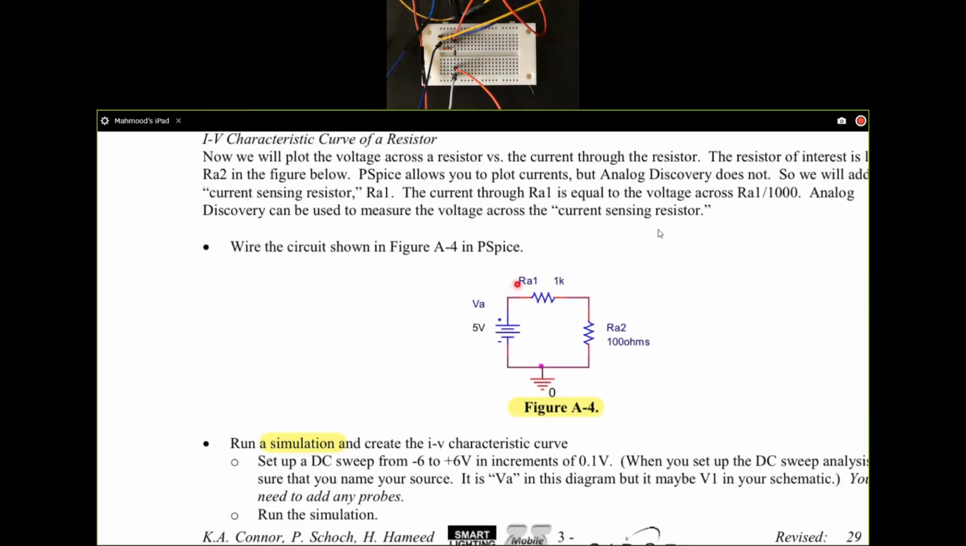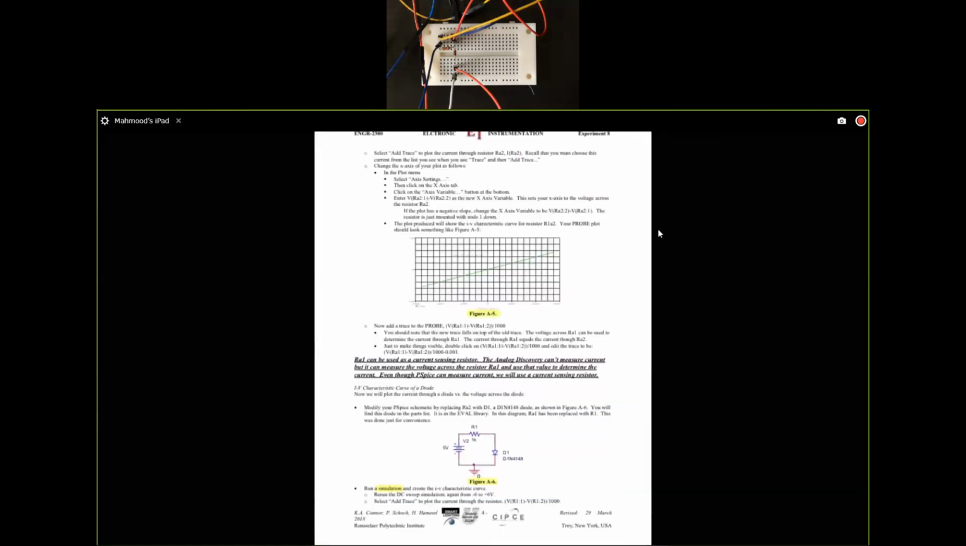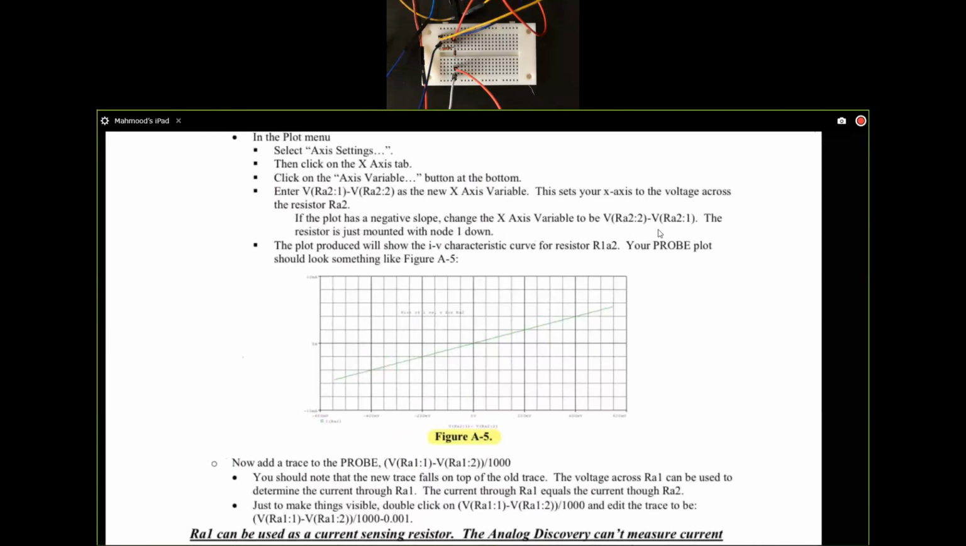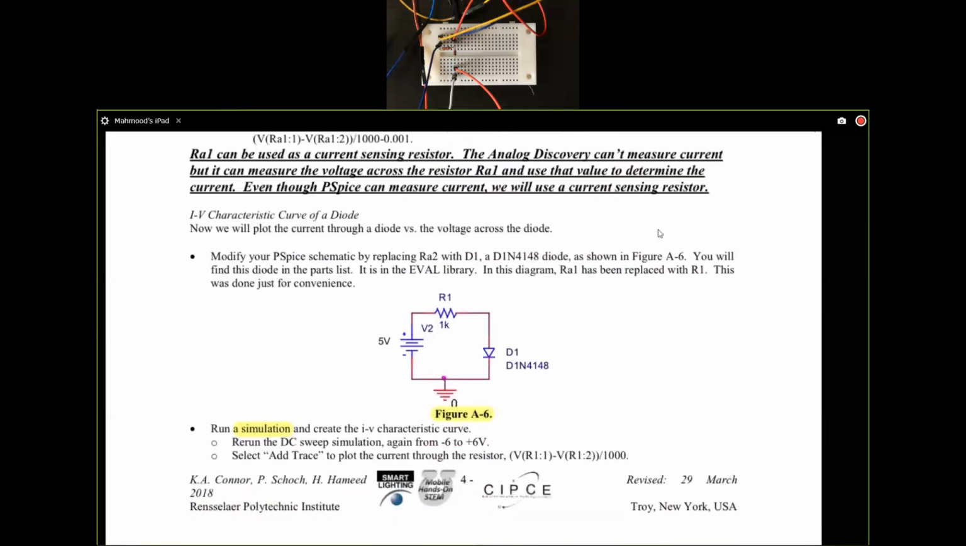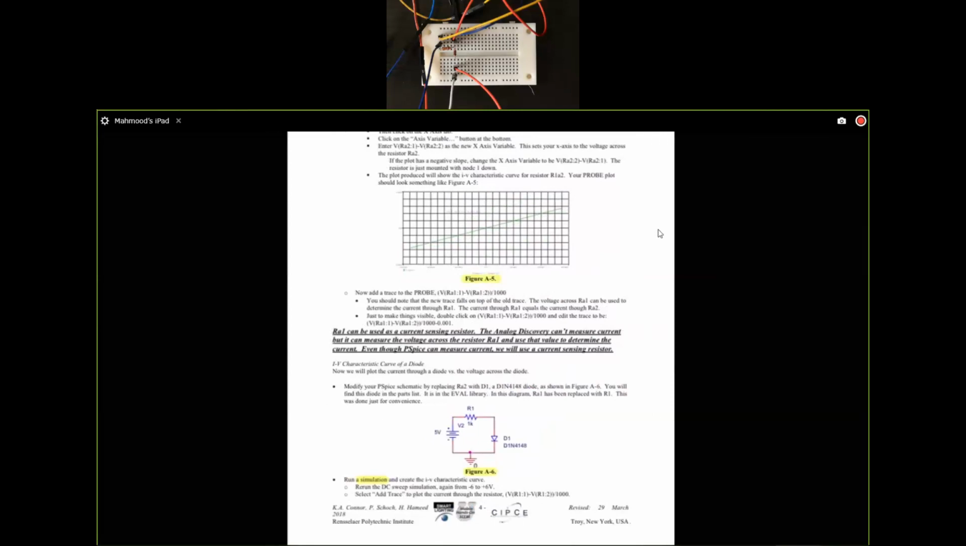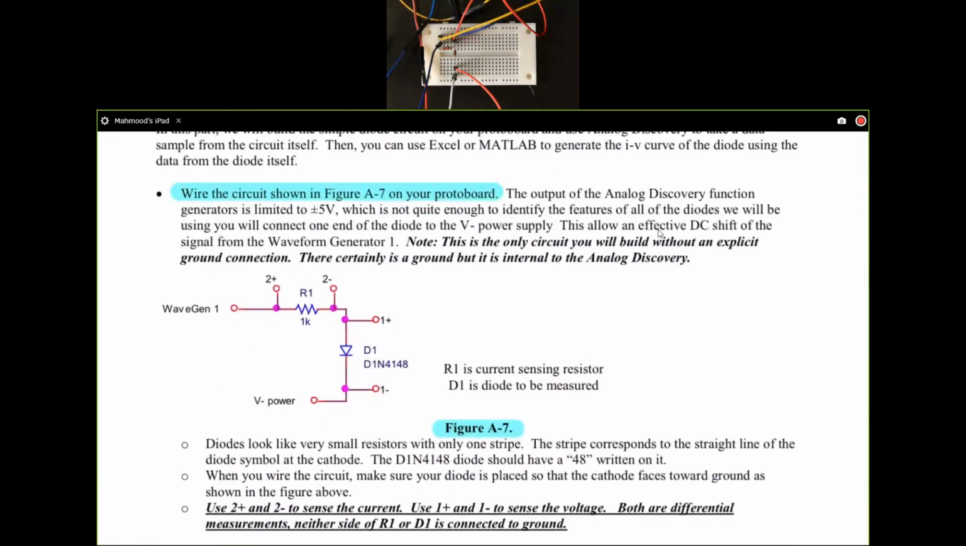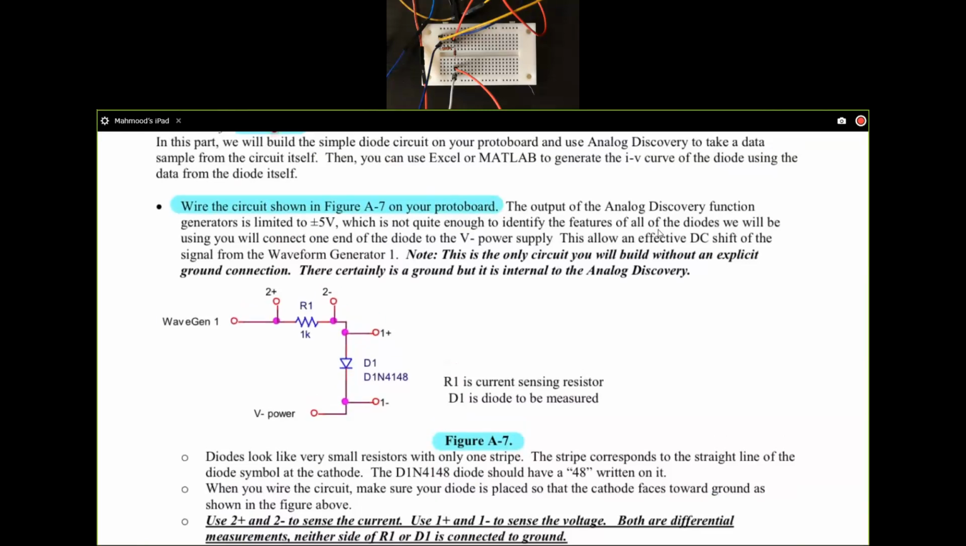This first one is to sketch the IV characteristic of a resistor. We all know that that should be a linear one. So you should see a linear equation like such. Figure A-5 shows us what to expect. And then in figure A-6, you are still doing the IV characteristic using the simulation. And then when we come to figure A-7, that's when you have the IV curve of the real diode.